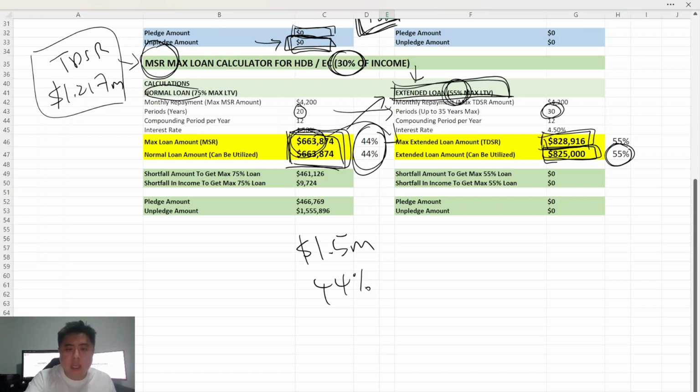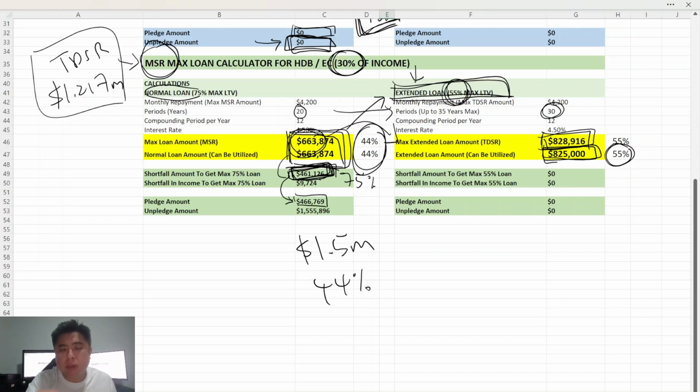Second way, again, will be to use pledging or unpledging. Right, so similarly, in order for us to get a 75%, this is the amount that we are short of, 461,000. And how much do we need to pledge in order to get this additional 461,000? The pledging amount will be 466,000. So by putting this 466,000 into a 4 years fixed D account, the bank will be happy to give you an additional loan of 461.